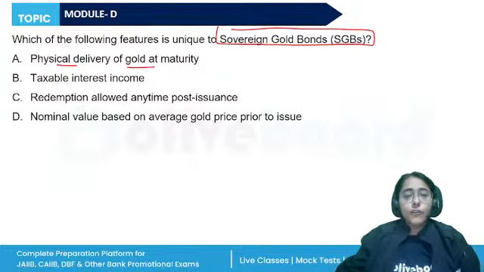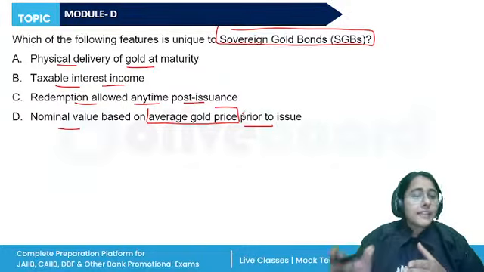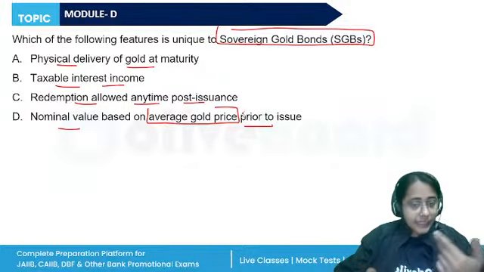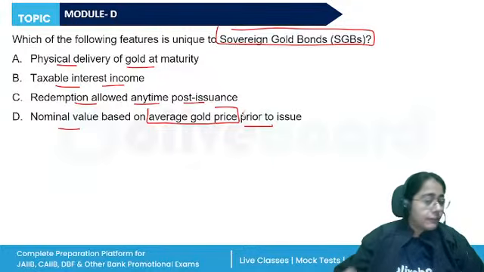Which of the following features is unique to the sovereign gold bonds? Physical delivery of gold at maturity, taxable interest income, redemption allowed anytime post issuance, nominal value based on the average gold price prior to issue. The sovereign gold bonds: here I can invest in the digitized form of gold for an extended period of time without having to avail gold in its physical form.